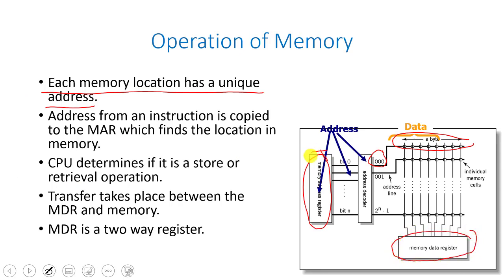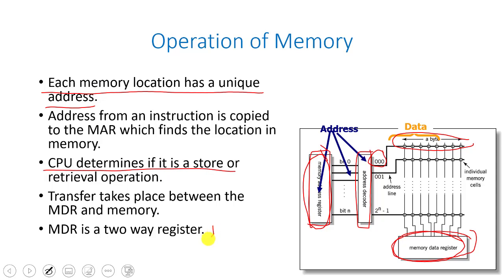We put the address on the memory address register, then a decoder will decode this address and activate a particular cell which will send the information to the data register. All of this is controlled by the CPU. CPU controls all of this information.